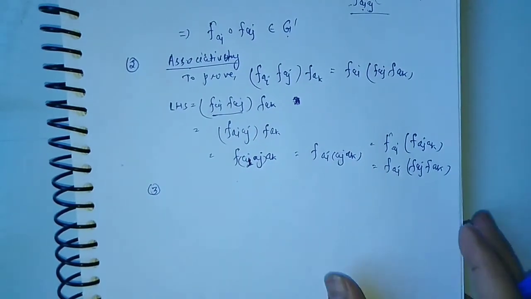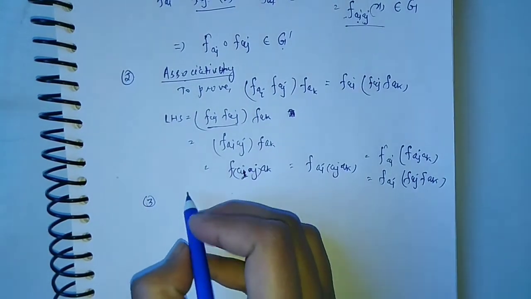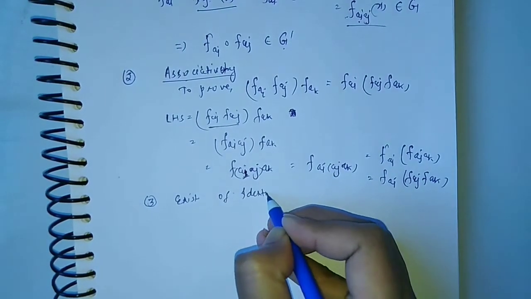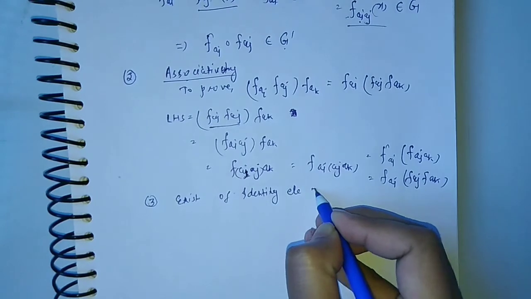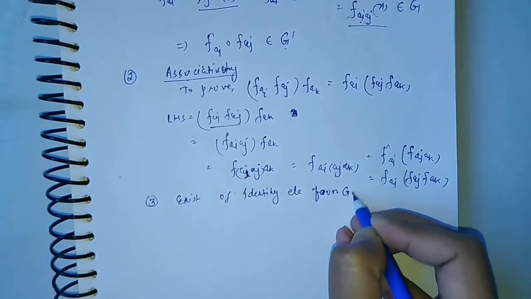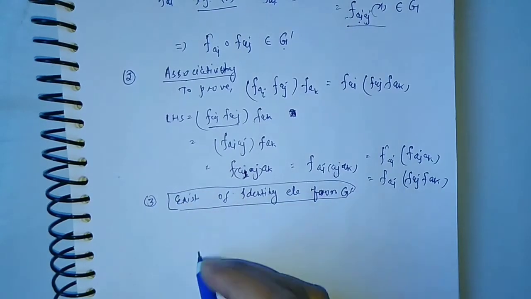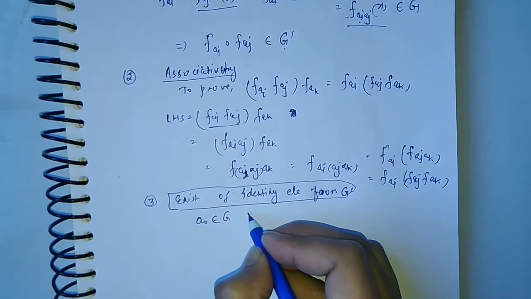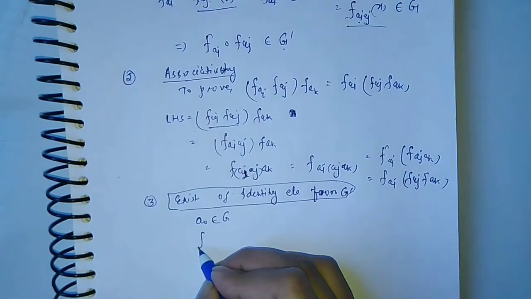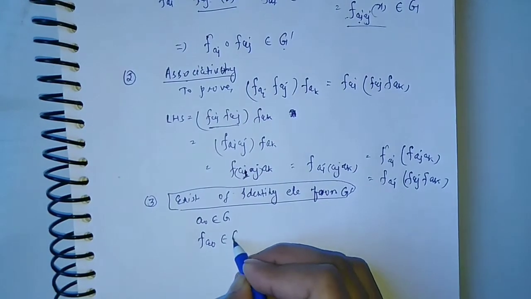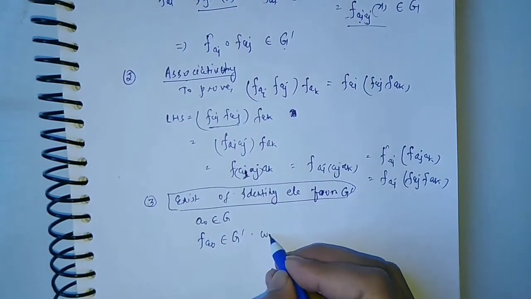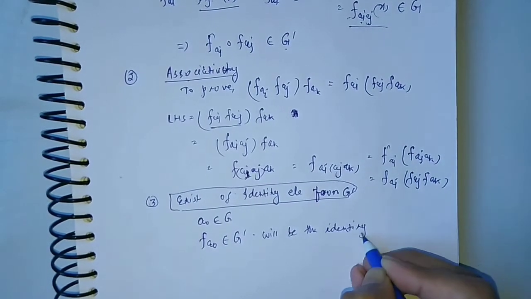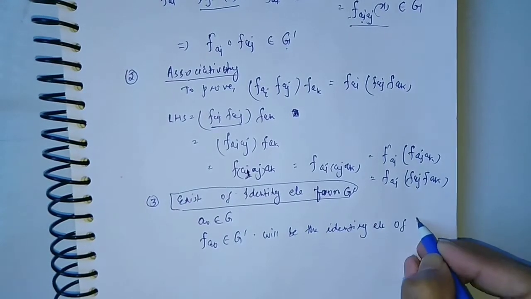In the third step, we have to prove that there exists an identity element from the set G dash. We know that a naught from the group G is the identity element. So f(a naught) from the set G dash will be the identity element from the set G dash.